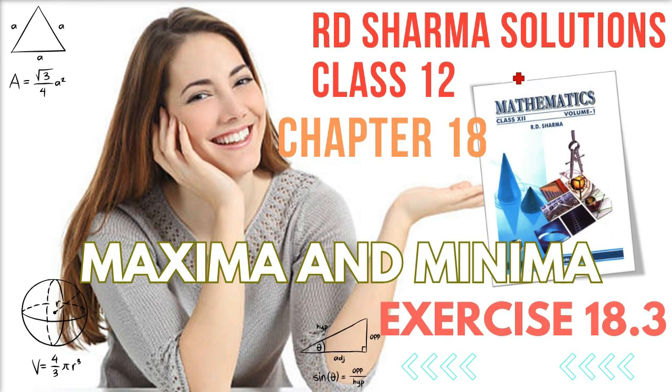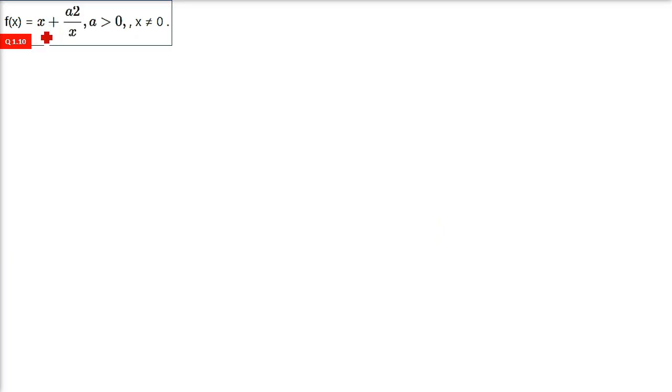This is RD Sharma Solution, Class 12, Chapter 18, Maxima and Minima. Exercise 18.3. This is f(x) is equal to x plus a square by x. Here a should be greater than 0, first requirement. The second requirement is x should not be equal to 0, this is the condition also.